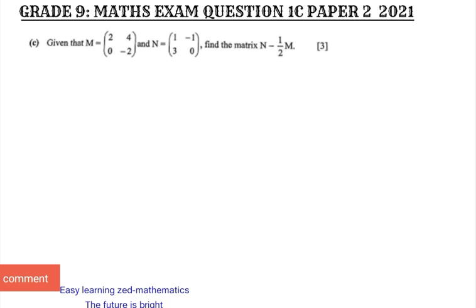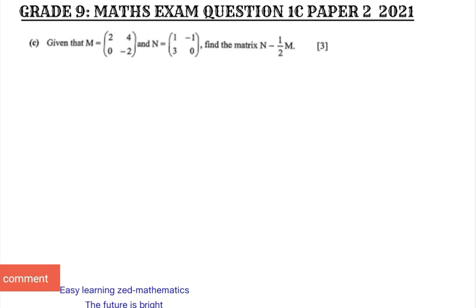The question was as follows: given that M is equal to (2, 4, 0, negative 2) and N is equal to (1, negative 1, 3, 0), find the matrix N minus 1 over 2 M.